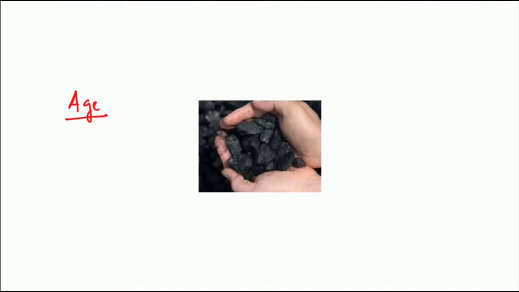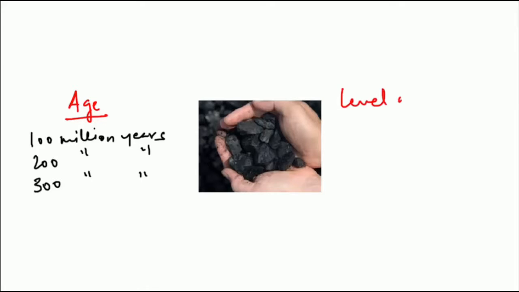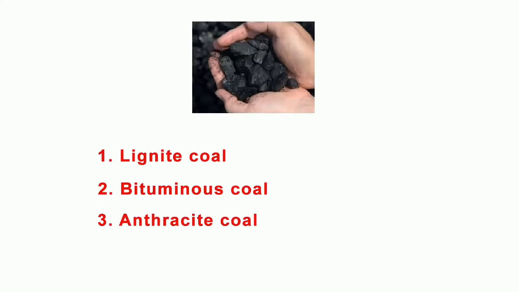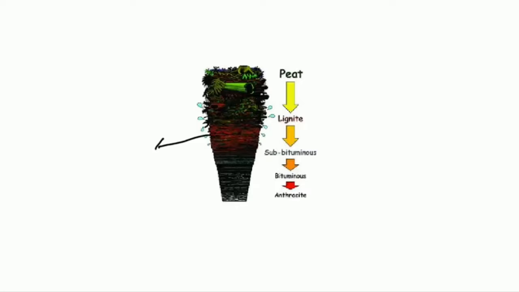Now, coal is of different types. Just like wine, even coal is dependent on factors like age, how old it is, and the level of compression it has gone through, or in other words, its maturity. On the basis of this differentiation, coal is of three types. The first one is lignite coal. It is a low-grade brown coal, which is soft with high moisture content.